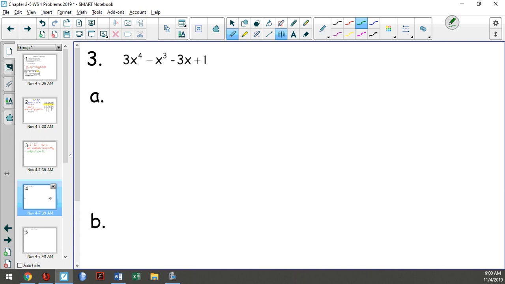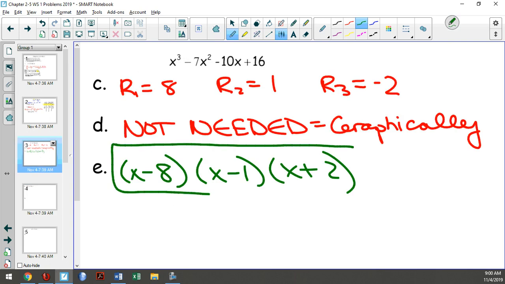So on your paper, what did I want on your paper for number 3 or number 1? This is the only thing I want you to write on your homework paper. The rest of the work is going to be on notebook paper. Yes? But I better see that factored form on your homework paper.